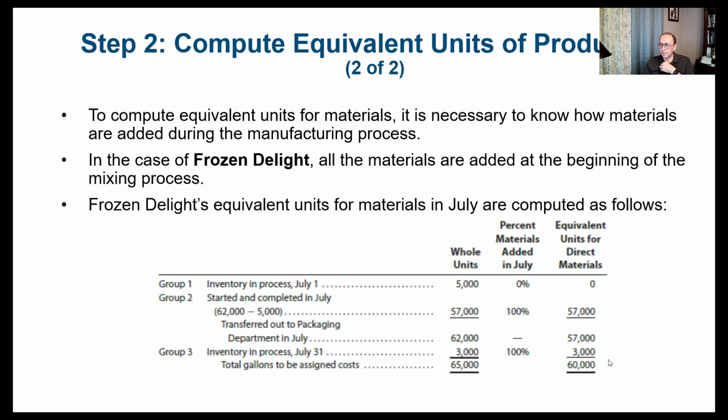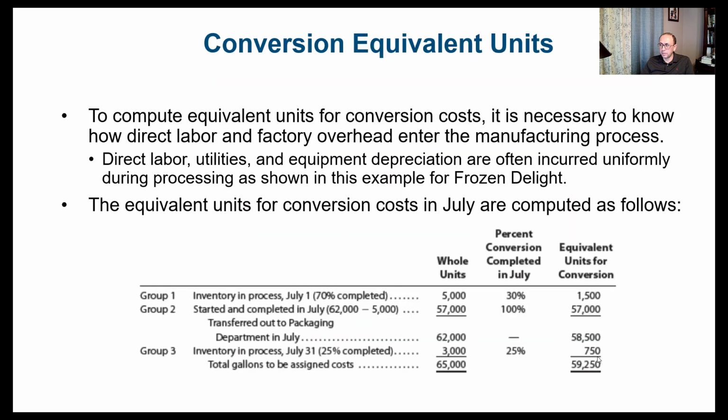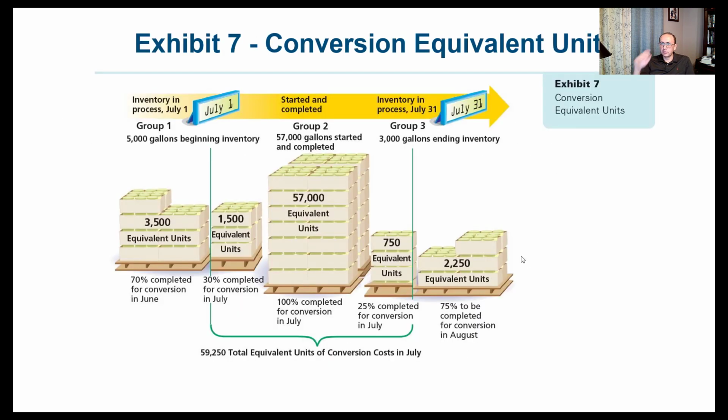Remember, if I take you back here, we had 60,000 units. That was for direct material, or equivalent units for direct material. But here we have 59,250, that's equivalent units for conversion. I hope this is not creating any kind of confusion for you, but please make sure that you differentiate between these two. So again, to make sure that we understand the conversion, we have 3,500 equivalent units and 1,500 equivalent units for the month of July.